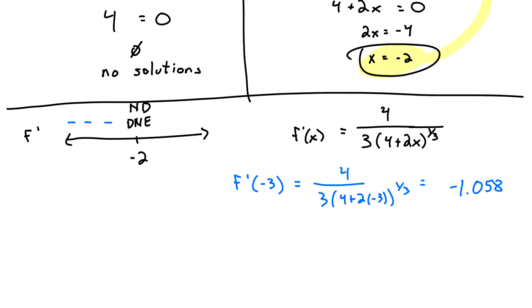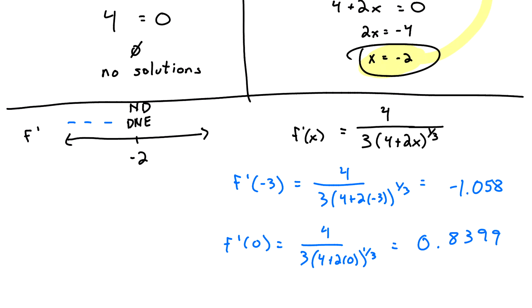But then we need a number on the right-hand side of -2. So how about f prime of 0? So this would be 4 over 3 times (4 plus 2 times 0) to the 1/3. And if I plug 0 into my function, I should end up with 0.8399, a positive 0.8. So that tells me that f prime is positive on that right-hand side. So if I think about what's going on there, it's decreasing and then it's increasing. I'm going to have a local minimum at x equals -2.